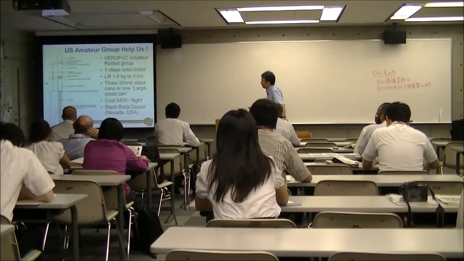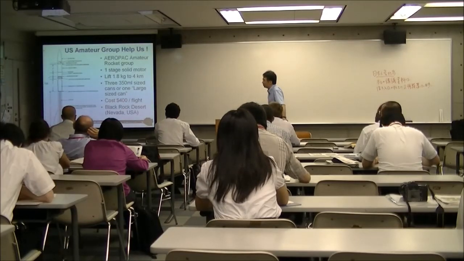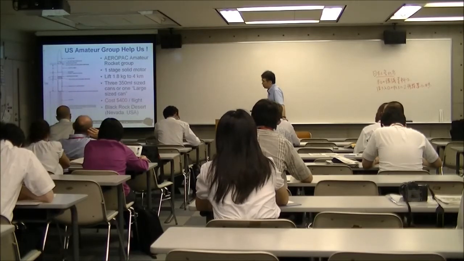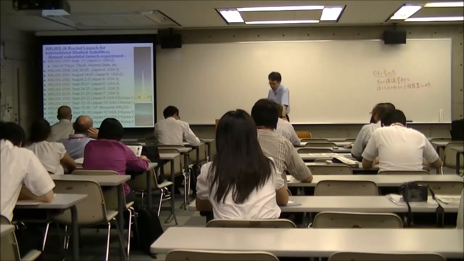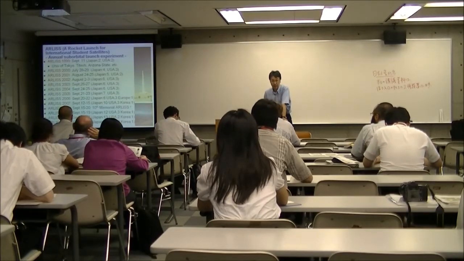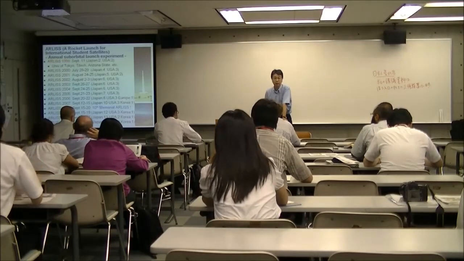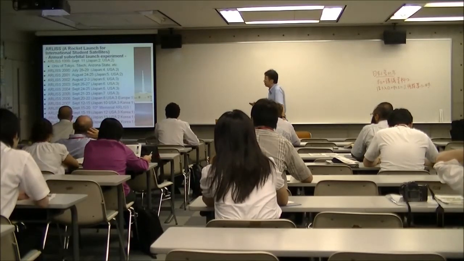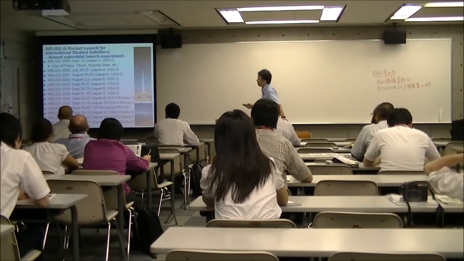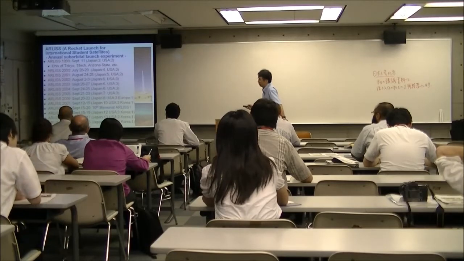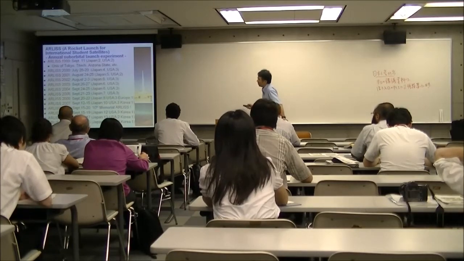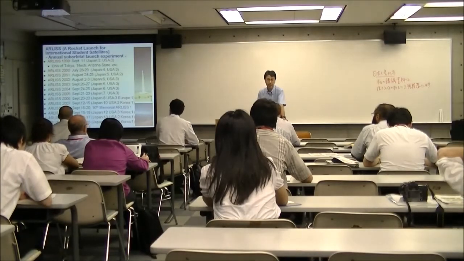And it costs about $400 per flight. It's very, very cheap. And it was held in the Black Rock Desert in Nevada state. And so, in this way, the United States and Japan started the joint experimental event, which is called the ALICE, a rocket launch for international student satellite, a near suborbital launch experiment, which was started in 1999. Okay? And initially, two universities from Japan and two universities from the United States participated in this event.